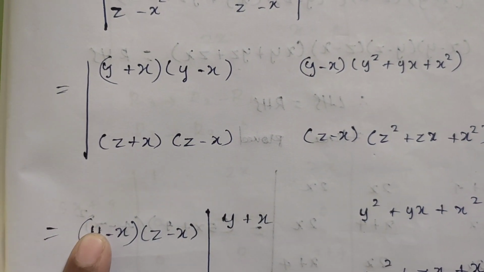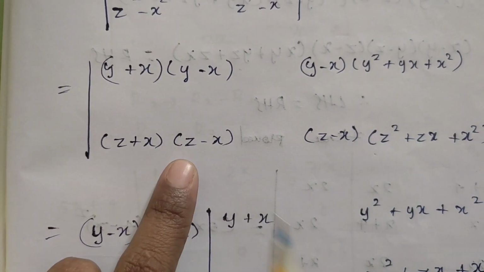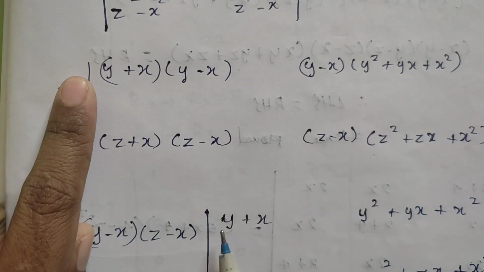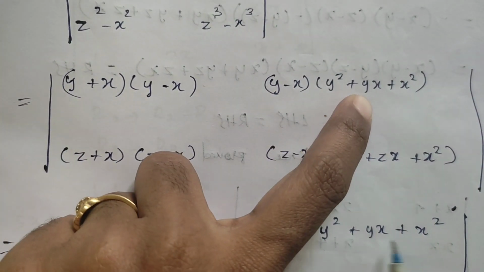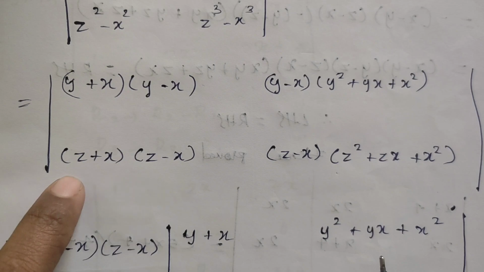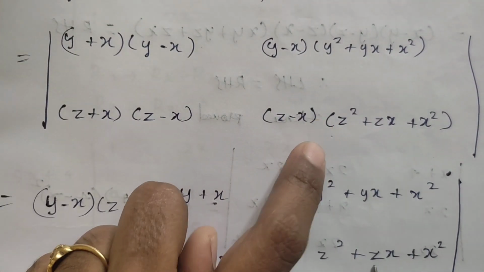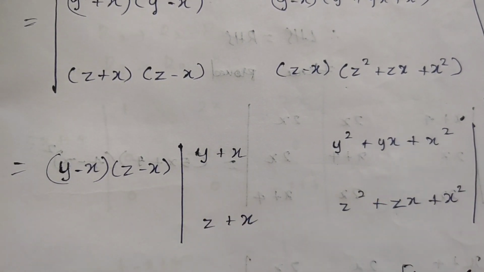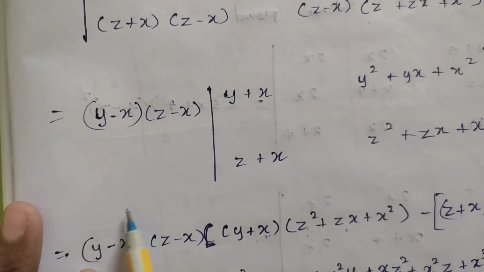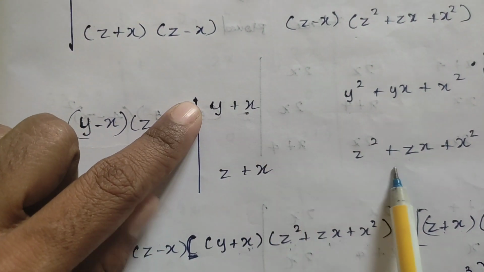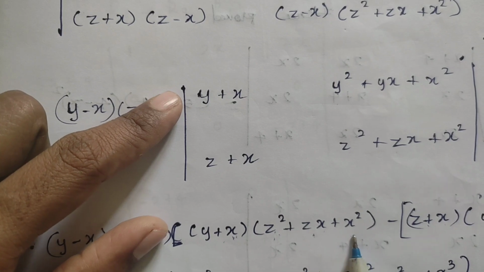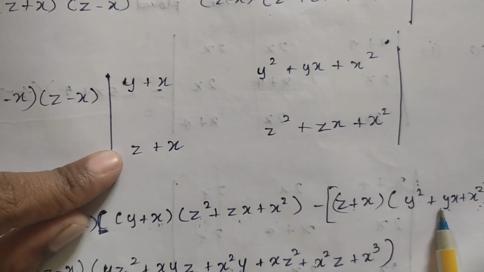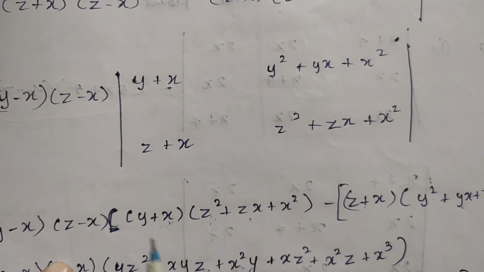Now from the first row, y minus x is common. So let us take y minus x out. From the second row, z minus x is common. So let us take z minus x out. So the remaining elements are y plus x, y square plus yx plus x square. In the second row, z plus x, z square plus zx plus x square is left out. Now find the determinant value. Y minus x, z minus x. Now y plus x into z square plus zx plus x square minus z plus x into y square plus yx plus x square.